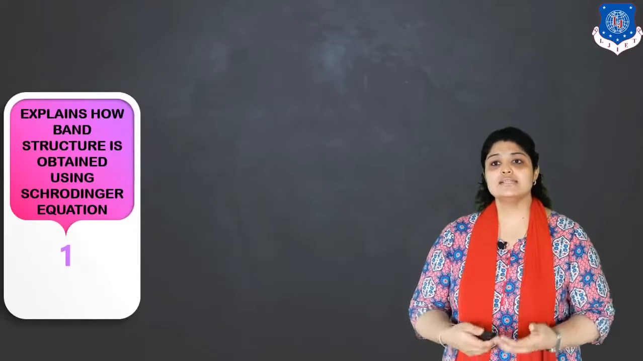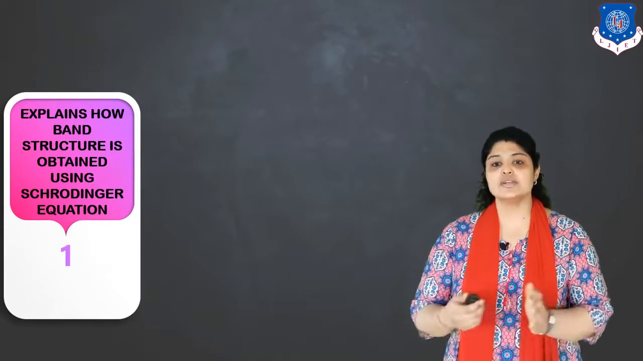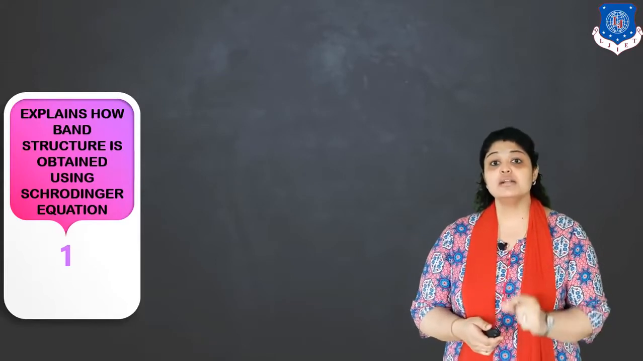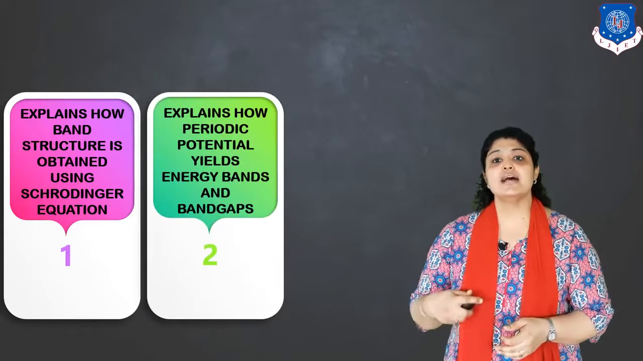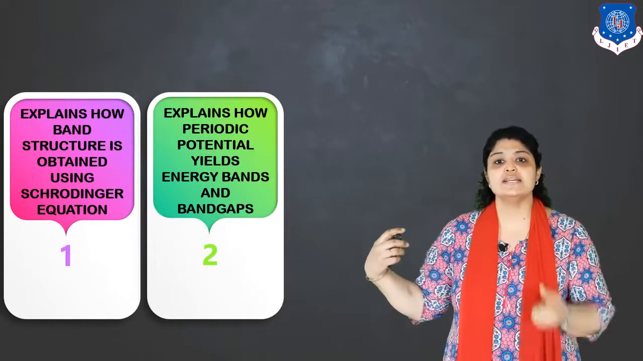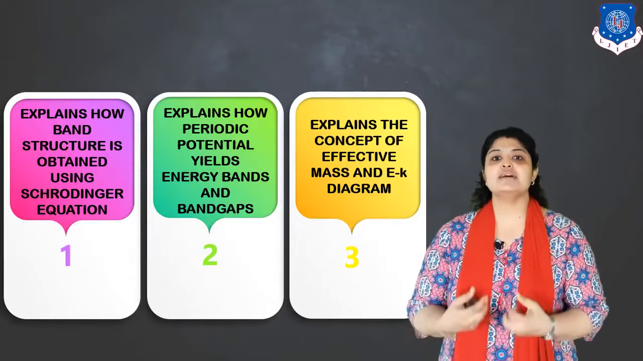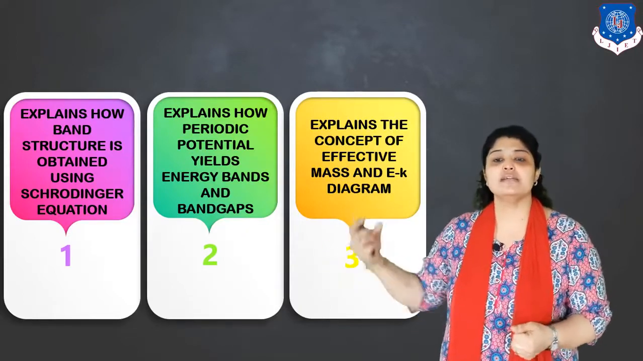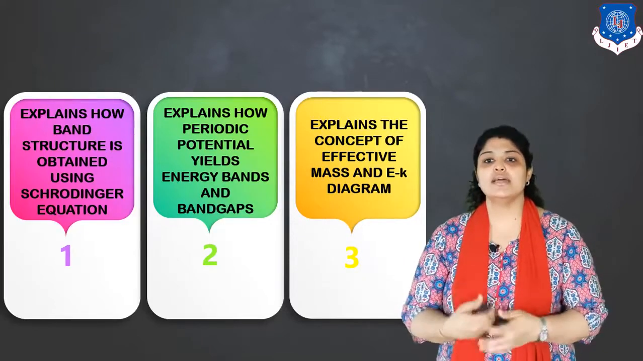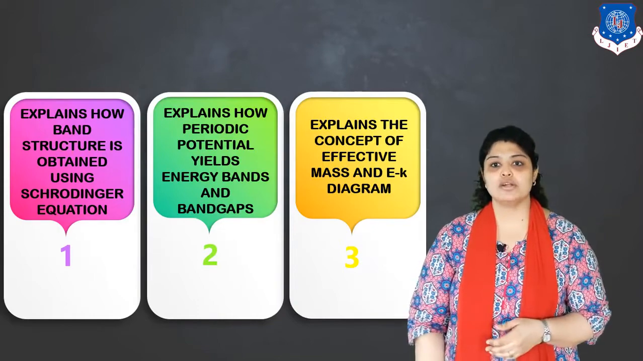What is the use of the Kronig-Penney model? It explains how band structures are obtained, particularly using the Schrödinger equation. Next, it explains how periodic potential gives us energy bands and band gaps, how the concept of effective mass is defined, and what the E-K diagram is. So all these parameters can be determined with the help of the Kronig-Penney model.